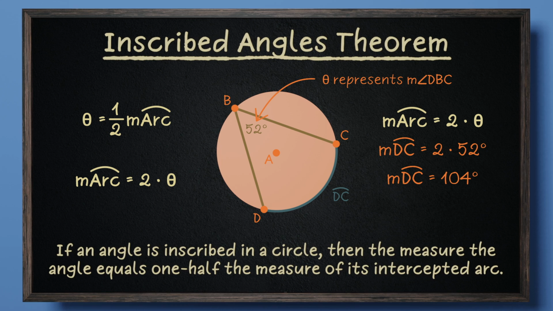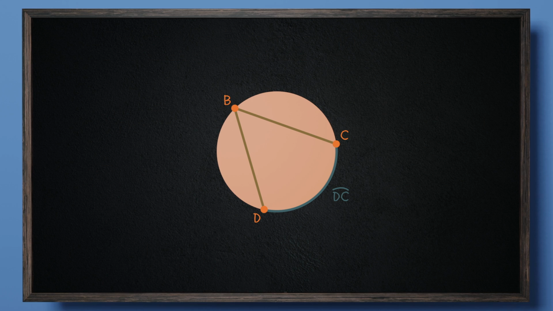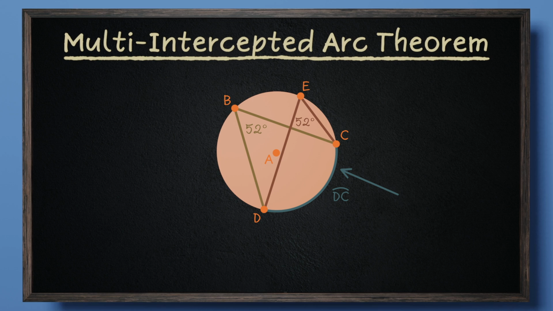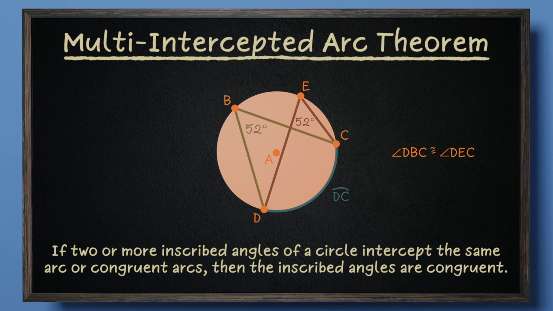Interestingly, this theorem logically leads to our next and final theorem. Because the same arc can be intercepted by many different inscribed angles, any angle that intercepts the arc should be congruent by virtue of our previously stated theorem. The same arc being intercepted by different angles never changes in terms of measure or length, and therefore, since the measure of the inscribed angle of an intercepted arc is always half the measure of the arc itself, the measures of all inscribed angles that can intercept this arc must be congruent. Here's the theorem. The multi-intercepted arc theorem states that if two or more inscribed angles of a circle intercept the same arc or congruent arcs, then the inscribed angles are congruent.